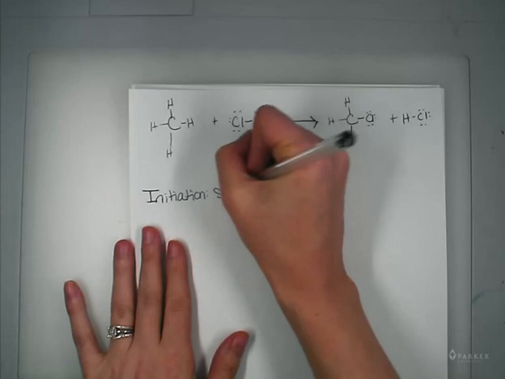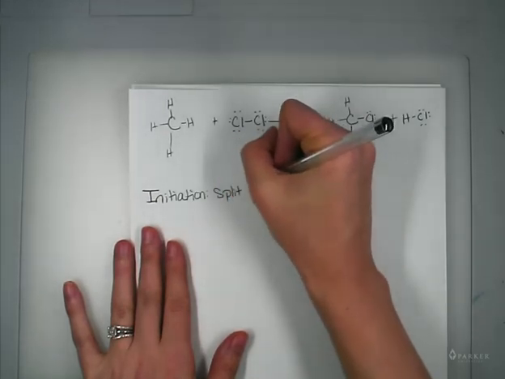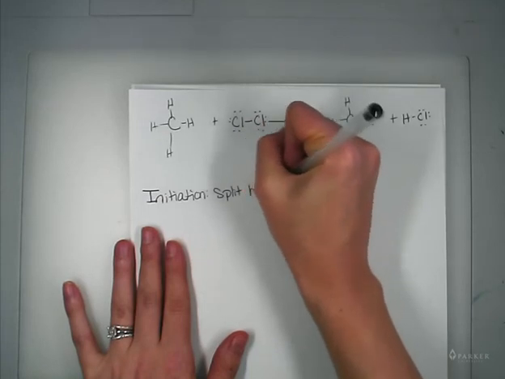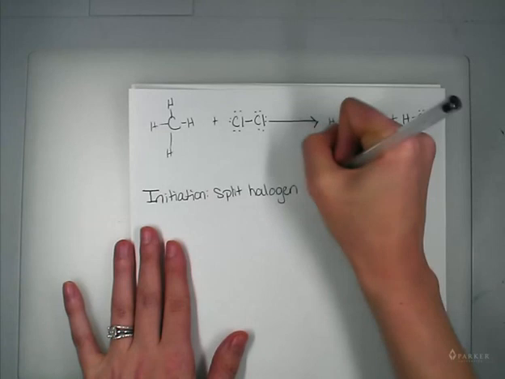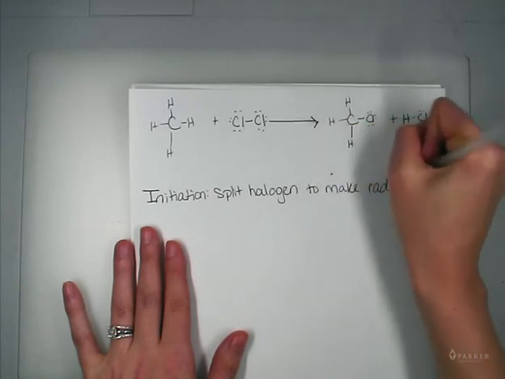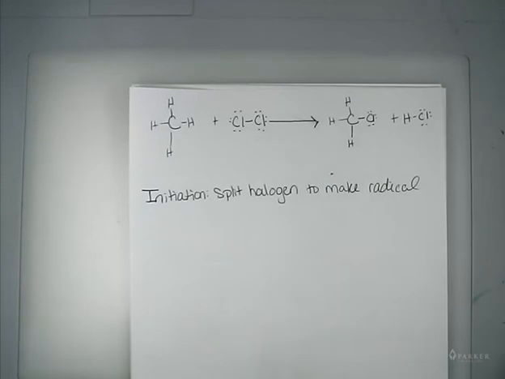In this step, you always split up the halogen to make radicals. So we're going to create a radical here. And what's a radical? A lone electron.